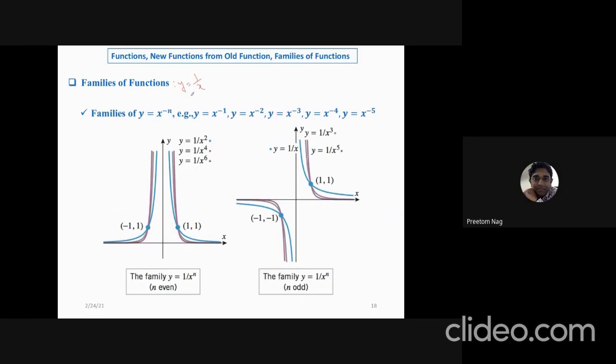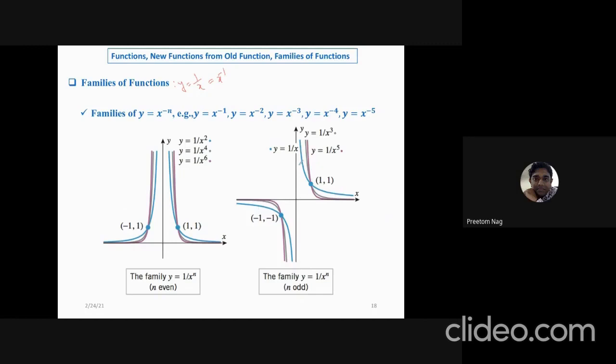So y equals 1 over x, right? Here this is basically x to the power -1. If we have y equals 1 over x, then this blue one is the graph. Now where is x? x is now in the denominator, right? So the blue one is the graph for 1 over x, that we all know.